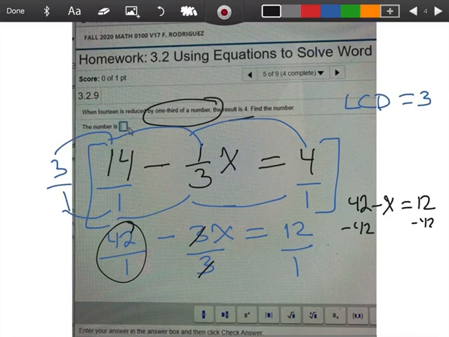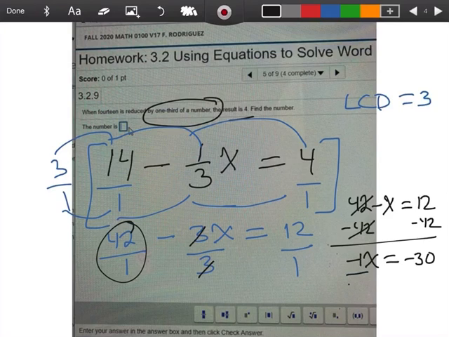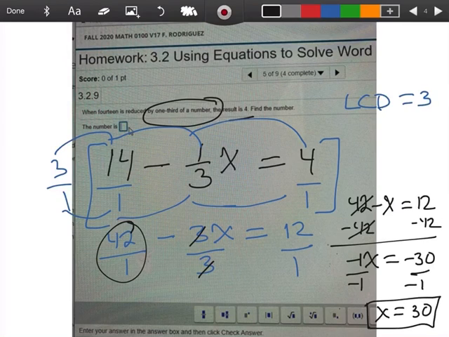So let me go ahead and go minus 42 and minus 42. So this leaves me with a negative x equals a negative 30. Now remember, the negative x really means that there's a negative 1x. So I'm going to divide both sides by negative 1. And I'm coming up with x is equal to 30. And that's number 5.